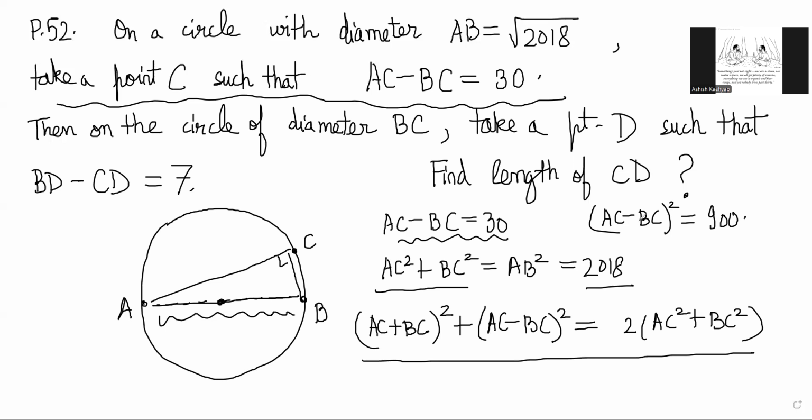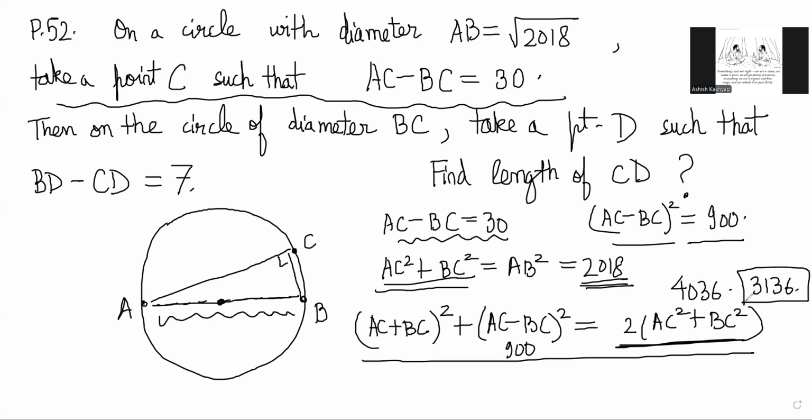Yes, sir. So AC minus BC square is 900. This part is known and this part is also known because AC square plus BC square is 2018. So this is 4036. So 4036 minus 900 will be basically 3136, right? Correct? So we are getting AC plus BC whole square is equal to 3136, right?